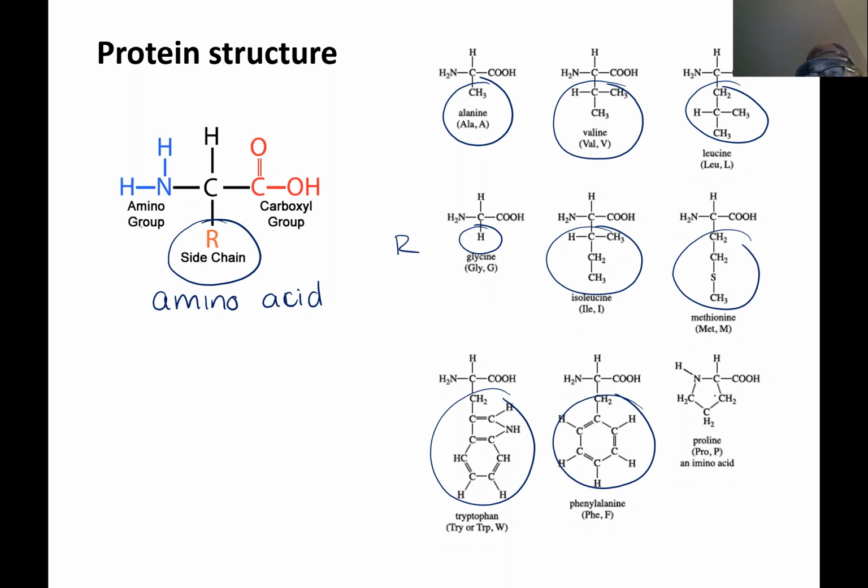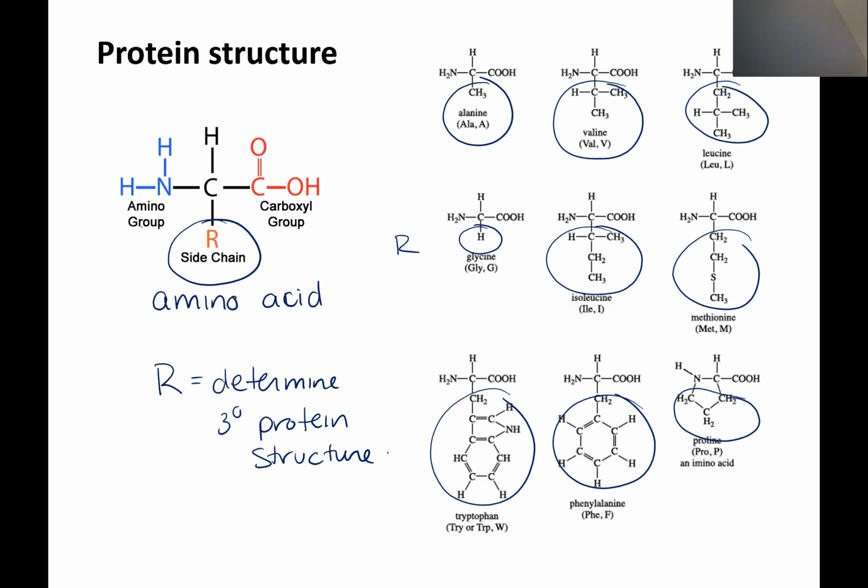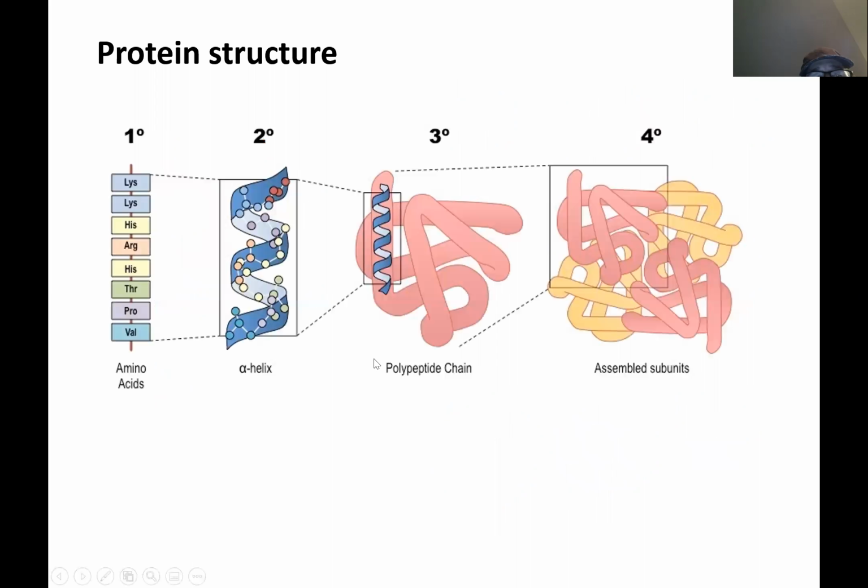And remember that the R groups determine the tertiary protein structure. We're going to look at this in just a minute. Since the top parts of all those molecules are the same, they're not doing much for the structure. What really makes a protein have a different structure is how these R groups all interact with each other as the protein folds. So let's look at protein structure.